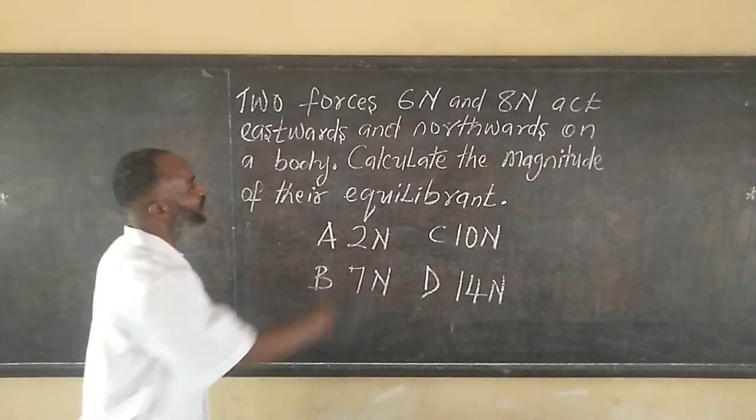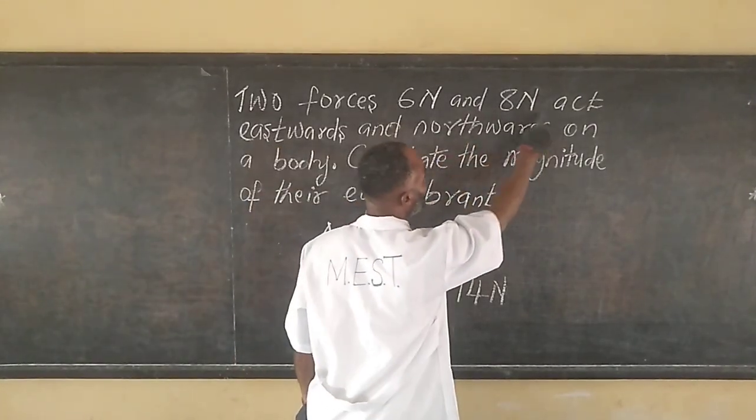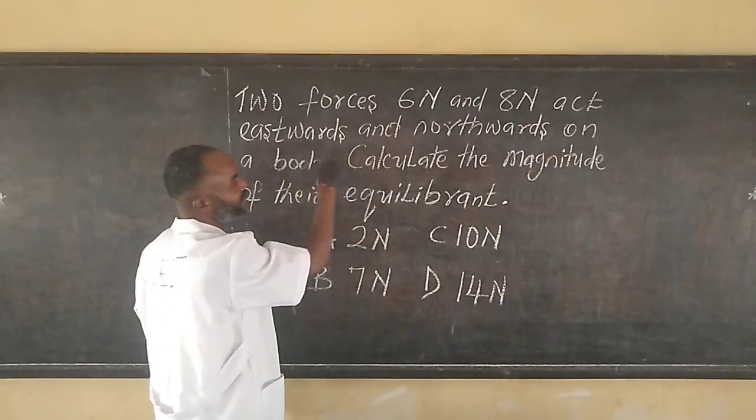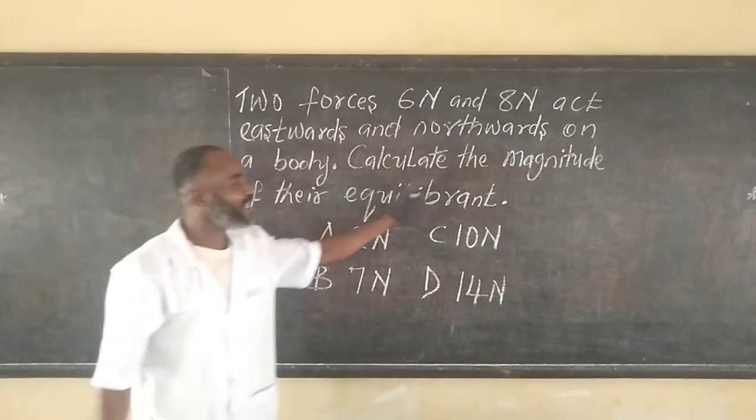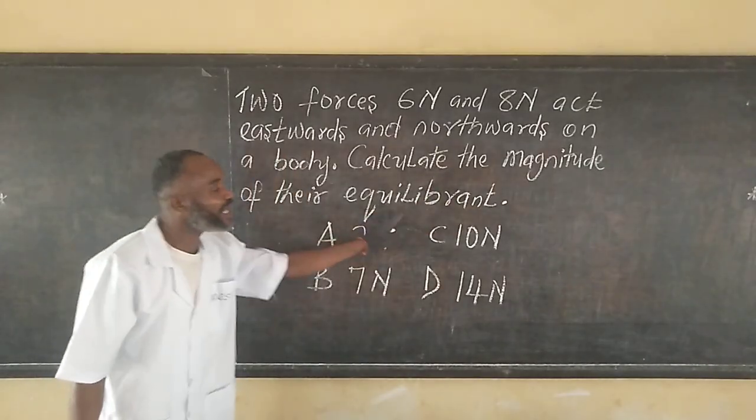Two forces, 6 Newton and 8 Newton, act eastwards and northwards on a body respectively. Calculate the magnitude of their equilibrant.